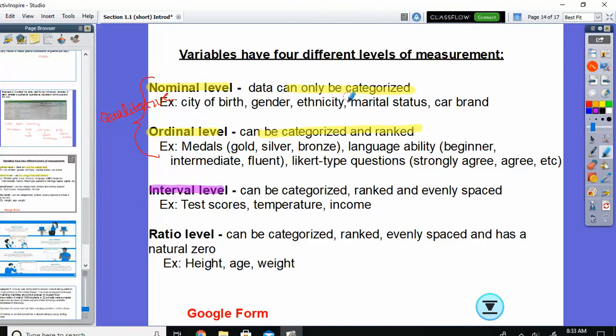Interval level data, we can do all the stuff we were already doing. So we can categorize, we can rank, but it's also evenly spaced. So if I'm talking about your test score, the difference between a 90 and a 91 is the same as the difference between an 80 and an 81, 1%. There's even spacing between them. Temperature, is it 99 or 100 or 101 degrees today? We can go up by even amounts. Income, dollar increments, those are evenly spaced out.